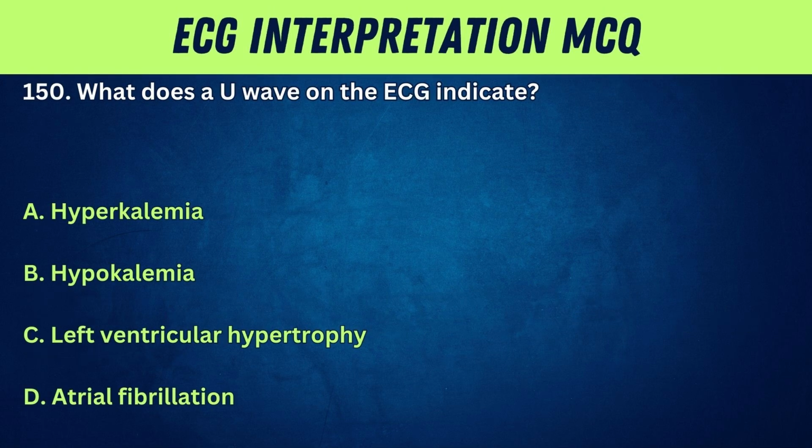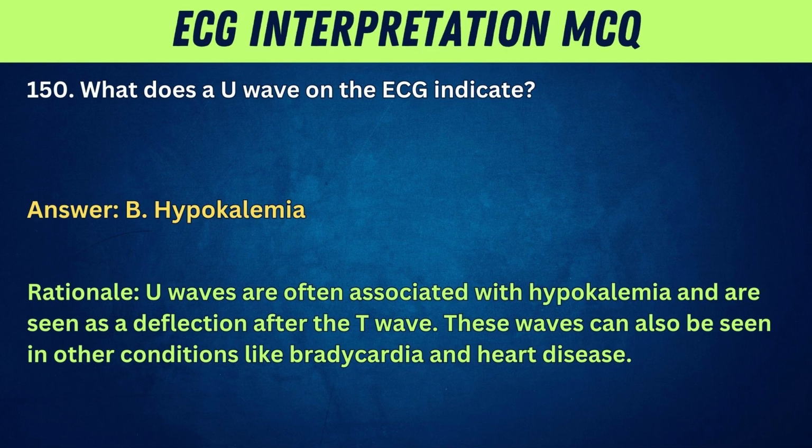150. What does a U wave on the ECG indicate? A. Hyperkalemia. B. Hypokalemia. C. Left ventricular hypertrophy. D. Atrial fibrillation. Answer: B. Hypokalemia. Rationale: U waves are often associated with hypokalemia and are seen as a deflection after the T wave. These waves can also be seen in other conditions like bradycardia and heart disease.